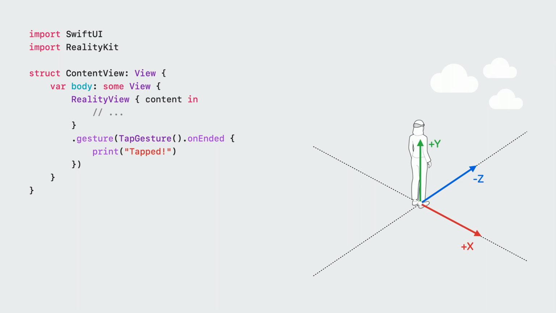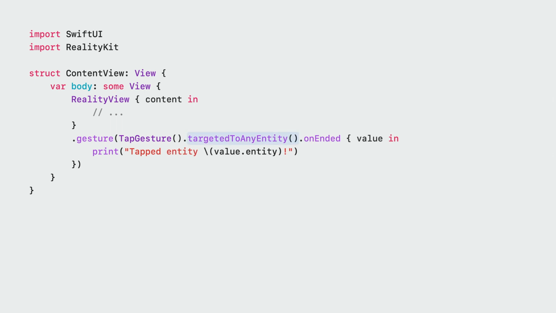However, a RealityView may contain RealityKit content with multiple entities. For example, our app opens an immersive space that shows a RealityView containing our cloud models. If a person taps on one of the clouds, SwiftUI invokes the tap gesture on the RealityView. But how do we know which cloud was targeted by the tap? This is where entity targeting comes in.